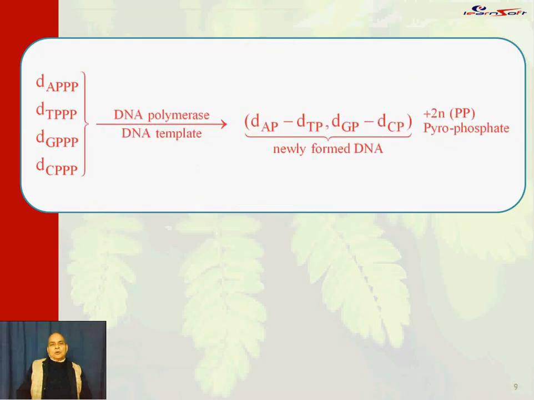Now, DNA polymerase always accepts the nucleoside in the form of triphosphate, that is you have dATP, dTTP, dGTP, and dCTP. You have DNA polymerase and of course the DNA template. So you get the newly formed DNA, that is dAMP, dTMP, dGMP, and dCMP, and of course pyrophosphates are liberated with a tremendous amount of energy, and this is the equational representation of how the DNA molecule is formed.